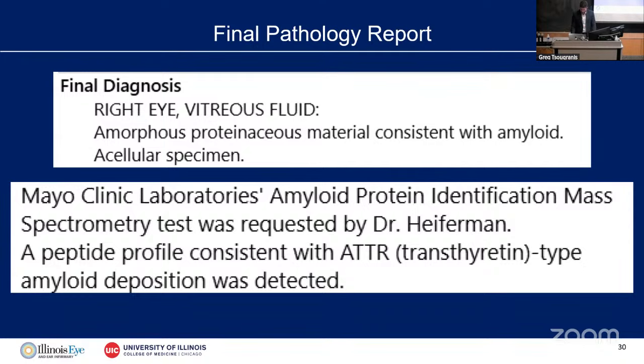Therefore, the final diagnosis was amyloid, but Dr. Heiferman wanted to pursue even further testing to identify this specific amyloid protein subtype. And in this case, it was the ATTR, the transthyretin subtype.